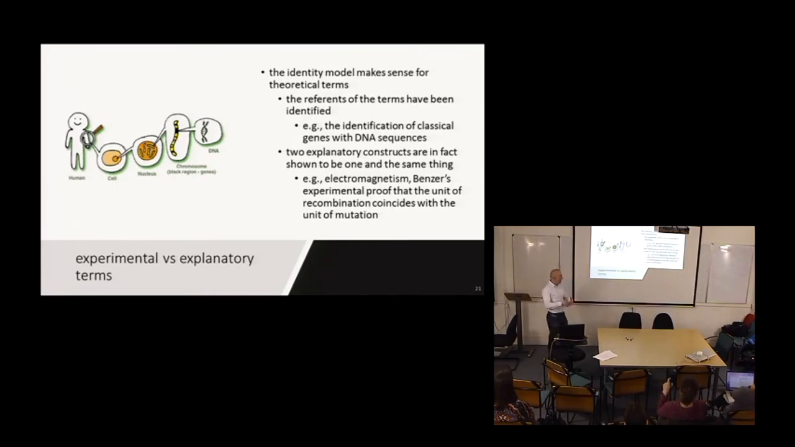There are these inherited elements that appear in Mendel's probabilistic models. Well, this turns out, from a physical point of view, that they are nucleic acids. It could also be the case that two explanatory constructs are in fact shown to be one and the same thing. So presumably an example of that would be electromagnetism. The example that I'm more familiar with is Benzer's experimental proof that the unit of recombination in fact coincides with the unit of mutation. So this is part of proving that in fact classical genes are the same thing as the DNA sequences.